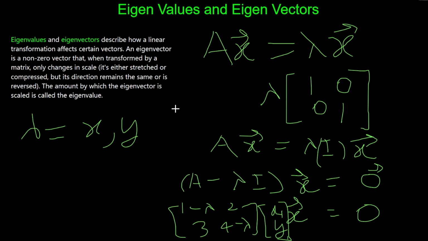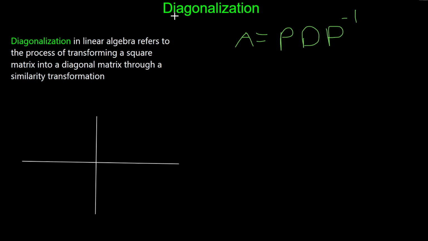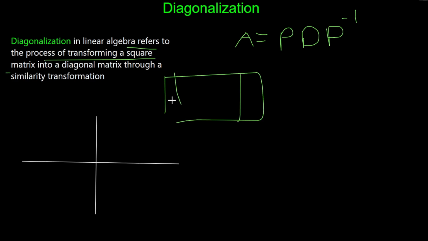So the number of eigenvalues is always equal to the size of the square matrix, but the number of independent eigenvectors can differ depending on the type of the transformation which we are implementing. So let's talk about diagonalization. What is diagonalization? Diagonalization refers to the process of transforming a square matrix, where rows and columns are equal, into a diagonal matrix through similarity transformation. So what does this mean?